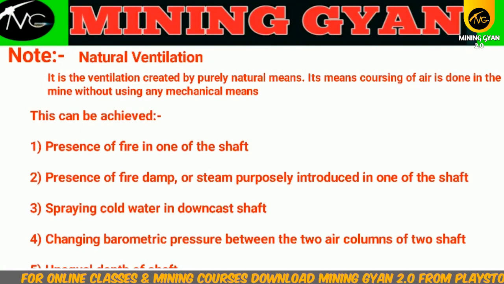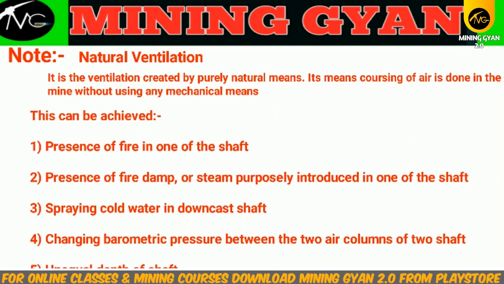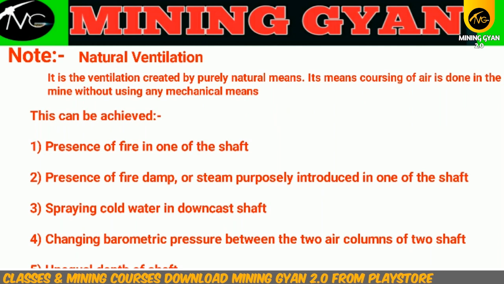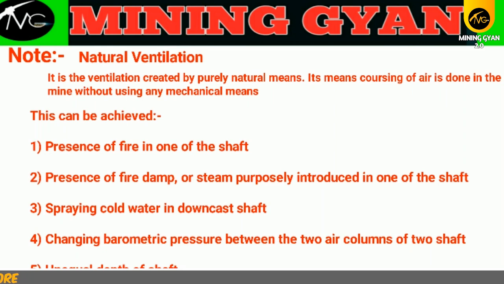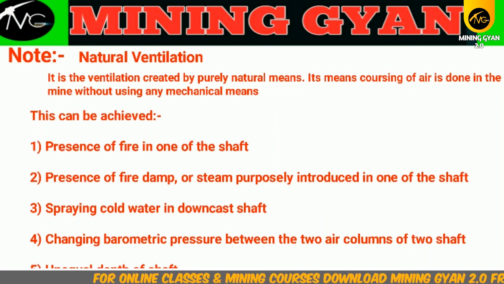More about natural ventilation, which we should know. It is the ventilation created by purely natural means. Its means coursing of air is done in the mine without using any mechanical means. And this can be achieved by, first, presence of fire in one of the shafts, second, presence of fire damp or steam purposely introduced in one of the shafts, third, spraying of cold water in downcast shaft, fourth, changing barometric pressure between two air columns of two shafts, fifth, unequal depth of shaft.